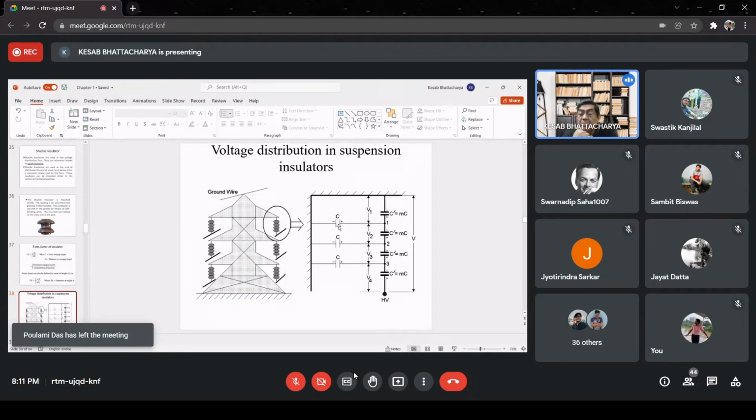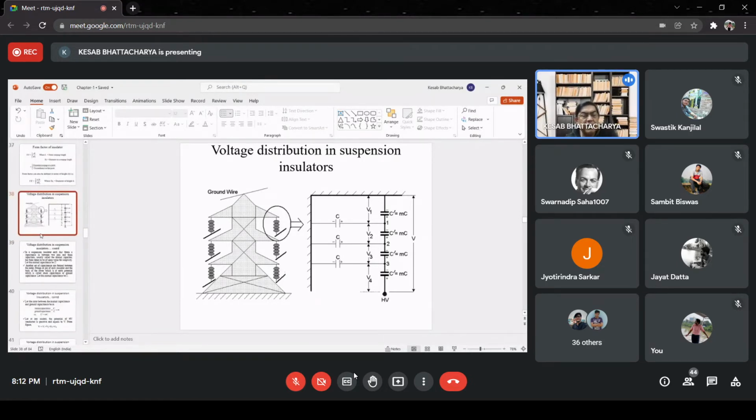Somebody should tell me whether you understand this or not. Yes, sir. Understood. Why are you telling so feebly? Any query or any confusion? No, sir. Okay.